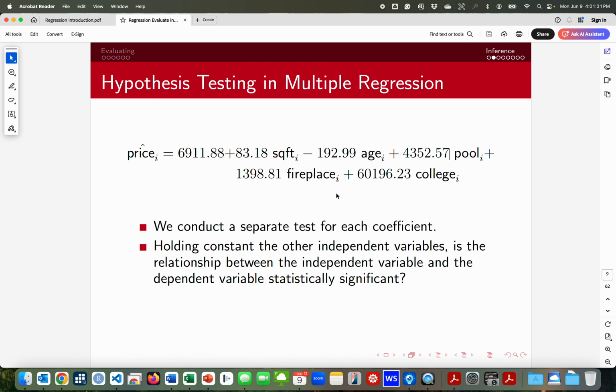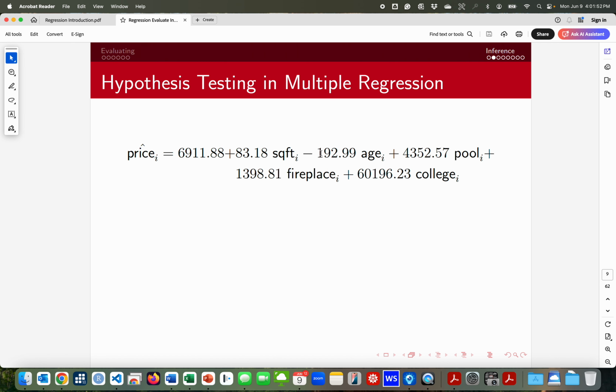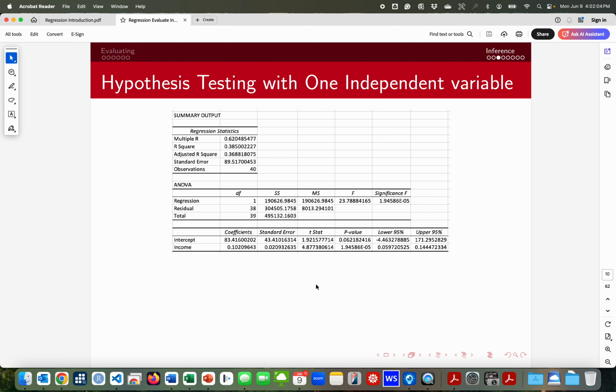What we have to think about in the multiple regression setting is, holding the other variables constant, is the relationship between the independent and dependent variables statistically significant. In a simple regression like this, we don't have any other variables in the regression, so we're just thinking about that coefficient. In the multiple regression, we have to think about, holding these variables constant, is that coefficient statistically different from 0? So you can always use the same null and alternative.